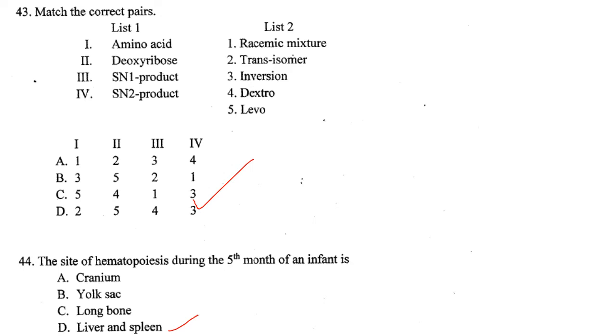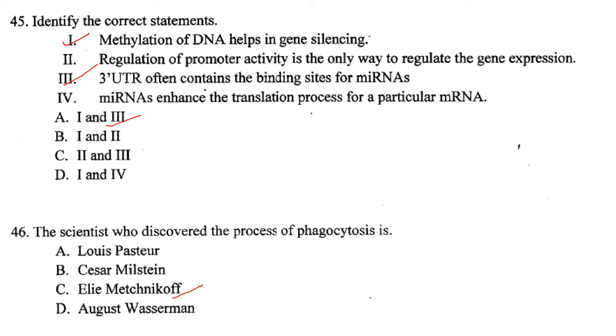1 and 4, 3. The next one, the site of hematopoiesis during the 5th month of an infant is, it is in the liver and the spleen. Answer is option. Then identify the correct statement.